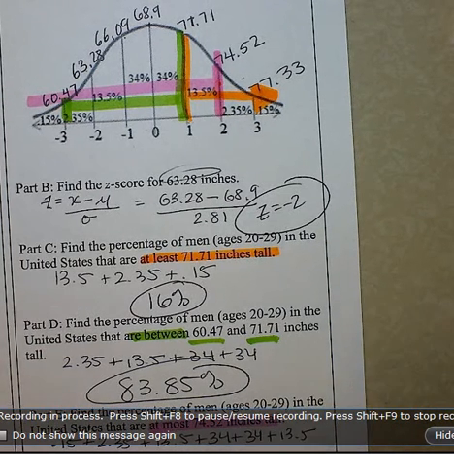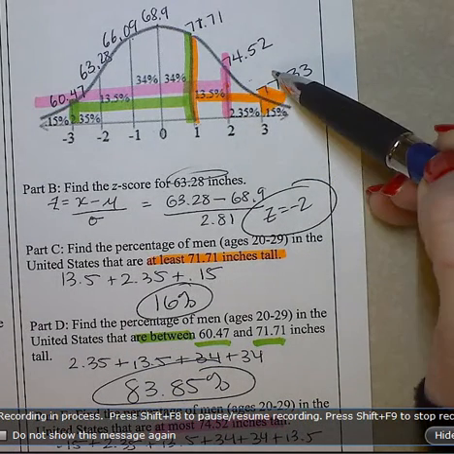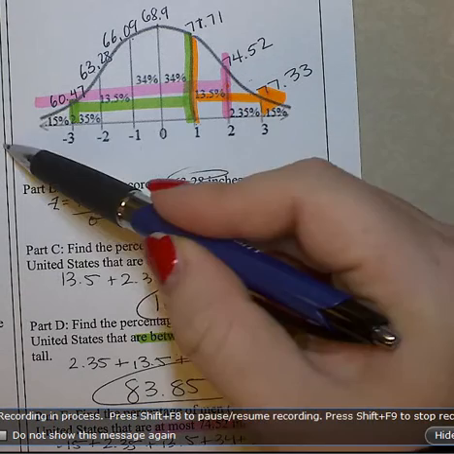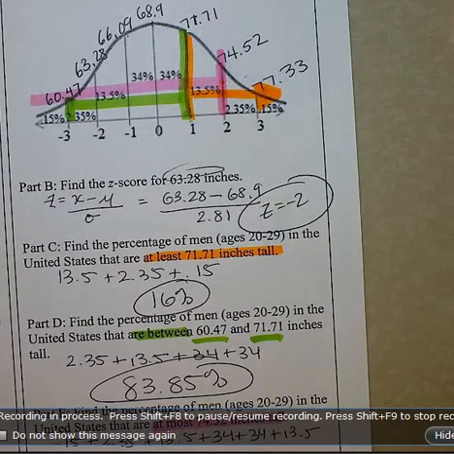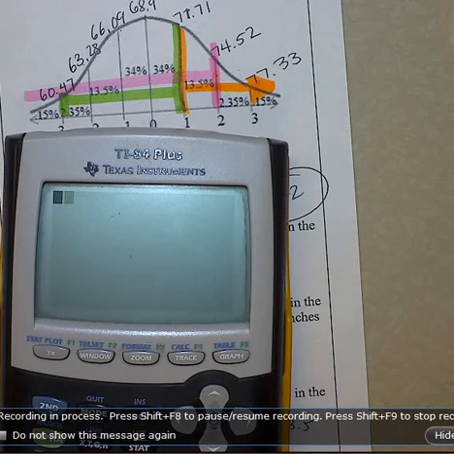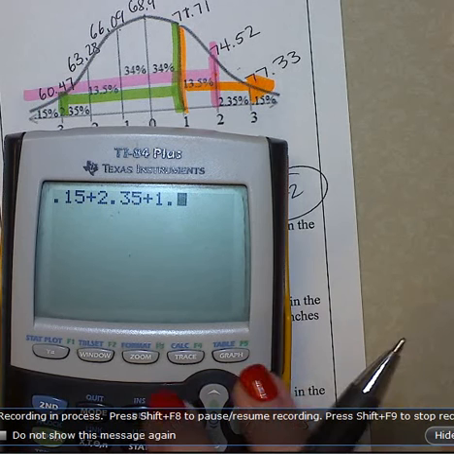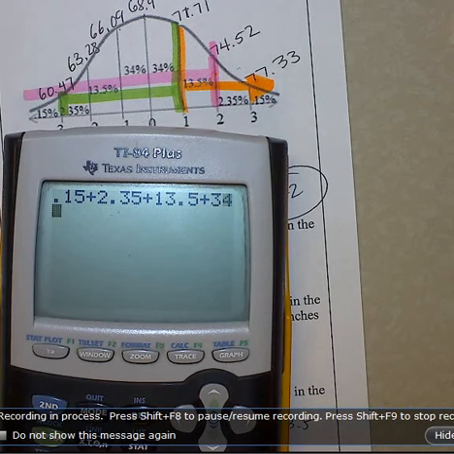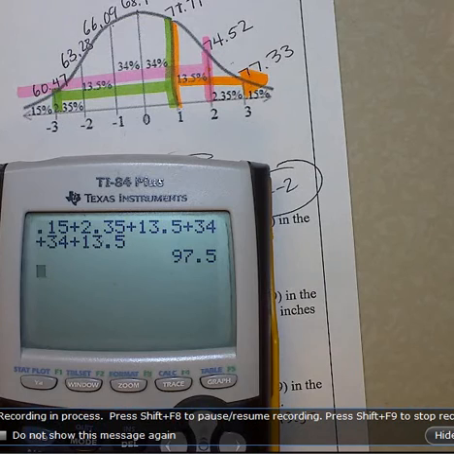It may have also been easier to add everything to the right of it, just only 2 values, and then subtract from 100 since we know all of these values underneath the normal distribution curve, the percentages add up to 100%. We come up with 97.5%.